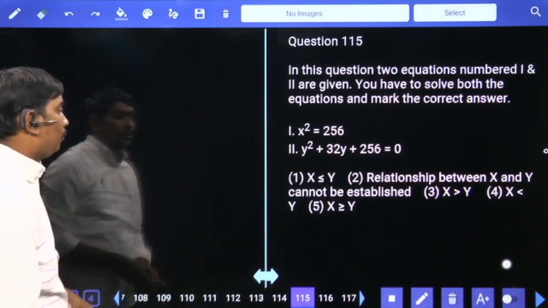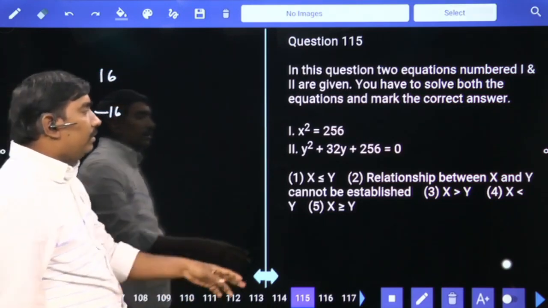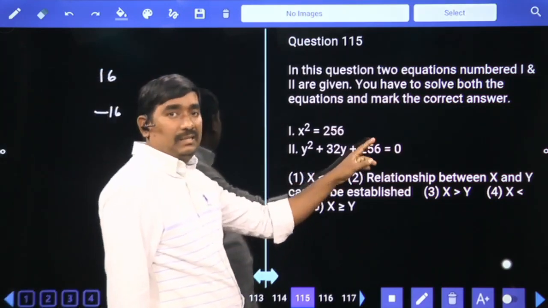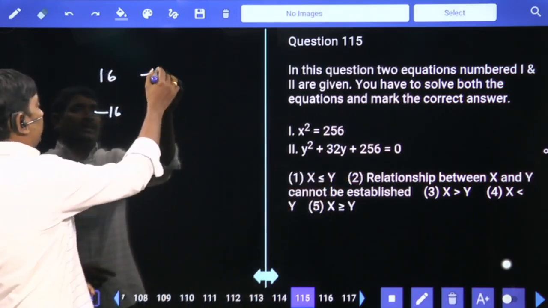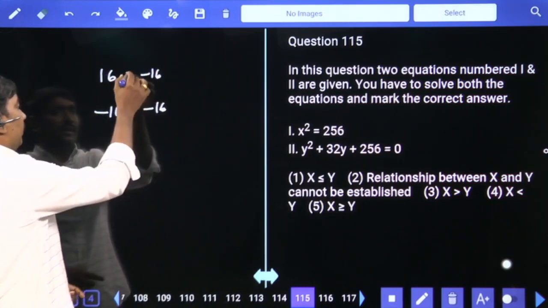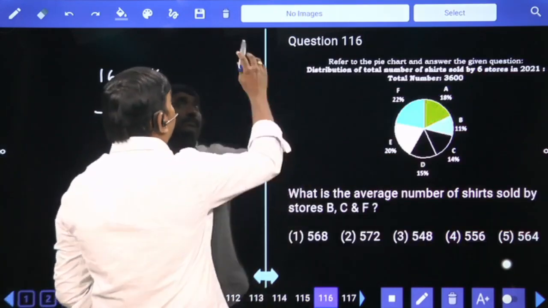X square equal to 256. X equal to plus or minus 16. 256 means 16 16s are 256. Initially plus 16, finally minus 16. Greater than or equal to y.